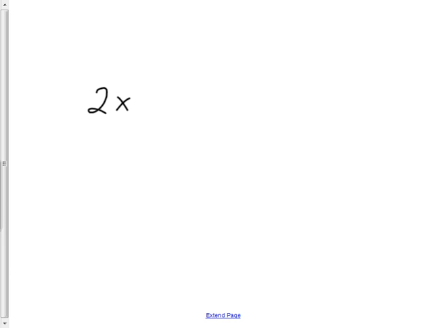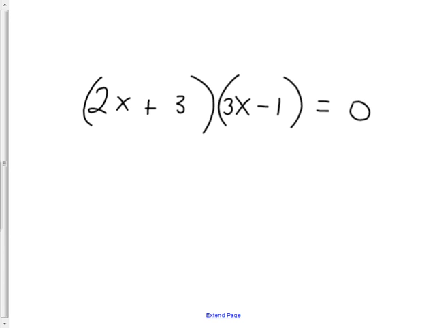Let's say it was a little more complicated once it got factored. That would be a nasty one to factor, but let's say it came out to this. I got 2x plus 3 and 3x minus 1, both of them equaling 0. We just have two little mini equations to solve. Figure out what the two answers must be. One answer for this and one answer for that. Yes, your answers are fractions.